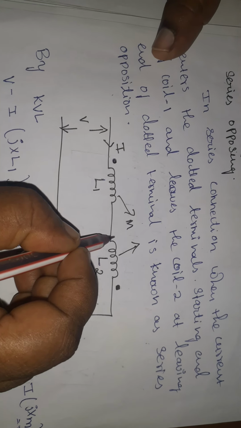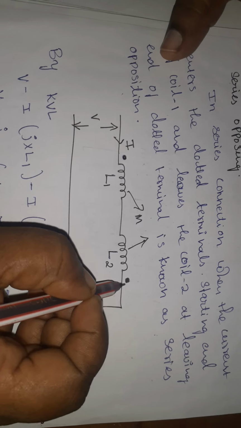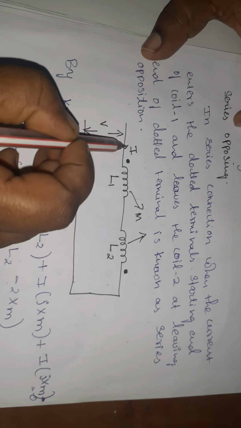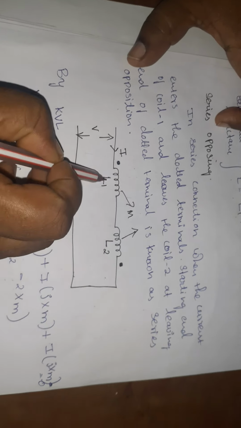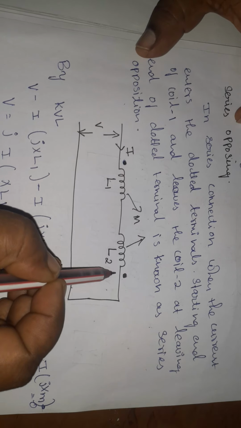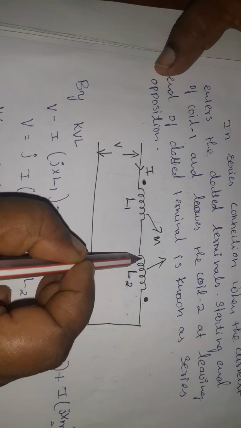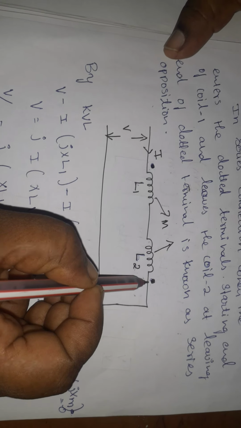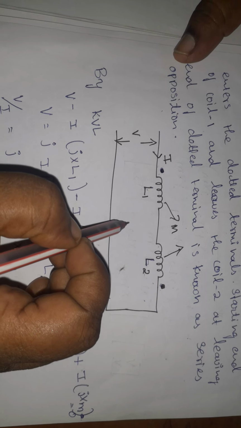In this coil, the current enters the undotted terminal and leaves from the dotted terminal. This is called series opposition. Here, the current I in coil L1 enters the dotted point. Consider L2: the current is leaving from the dotted point. Here the entering point is dotted, and here the leaving point is dotted. This condition is called series opposition.